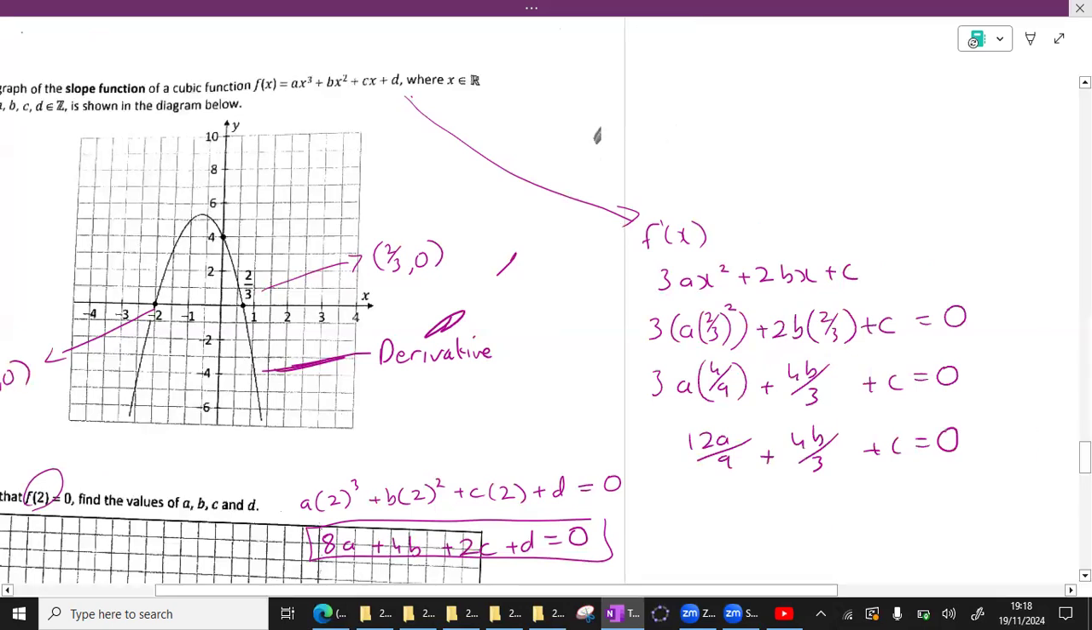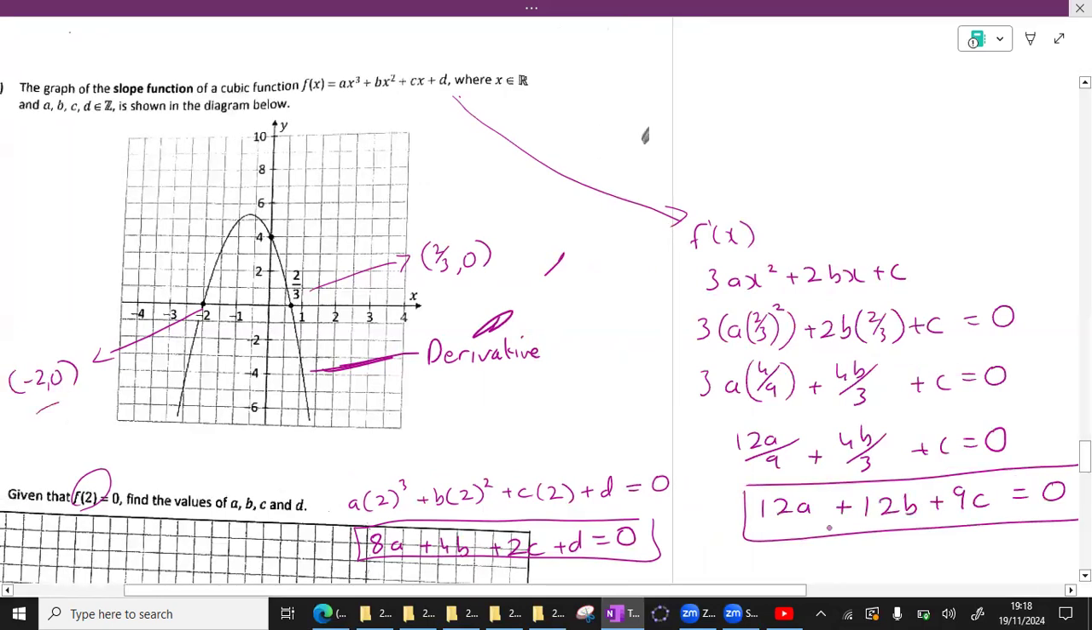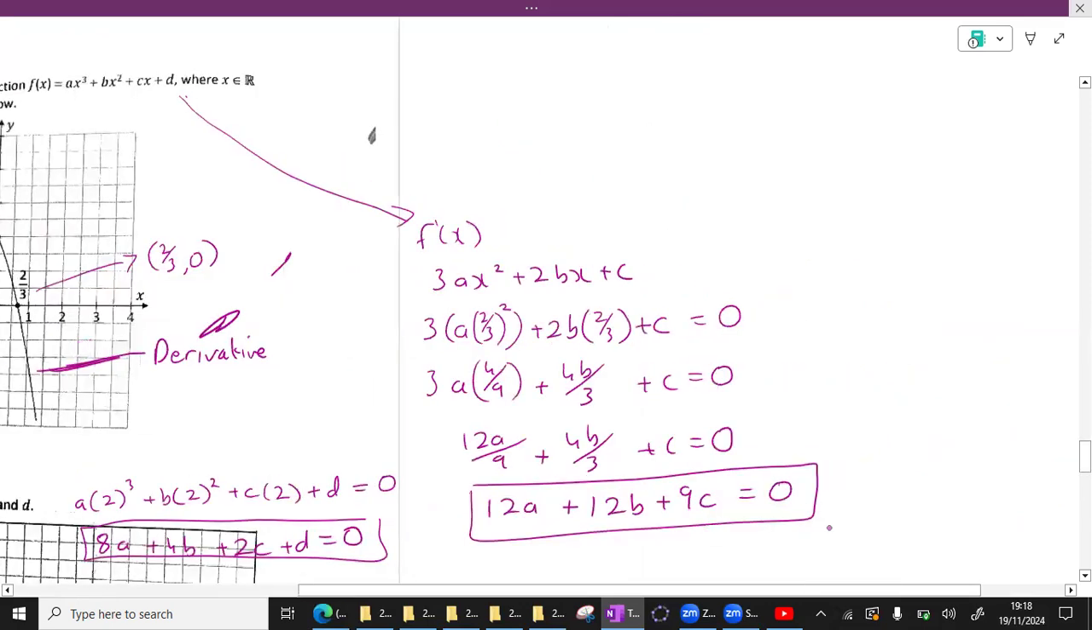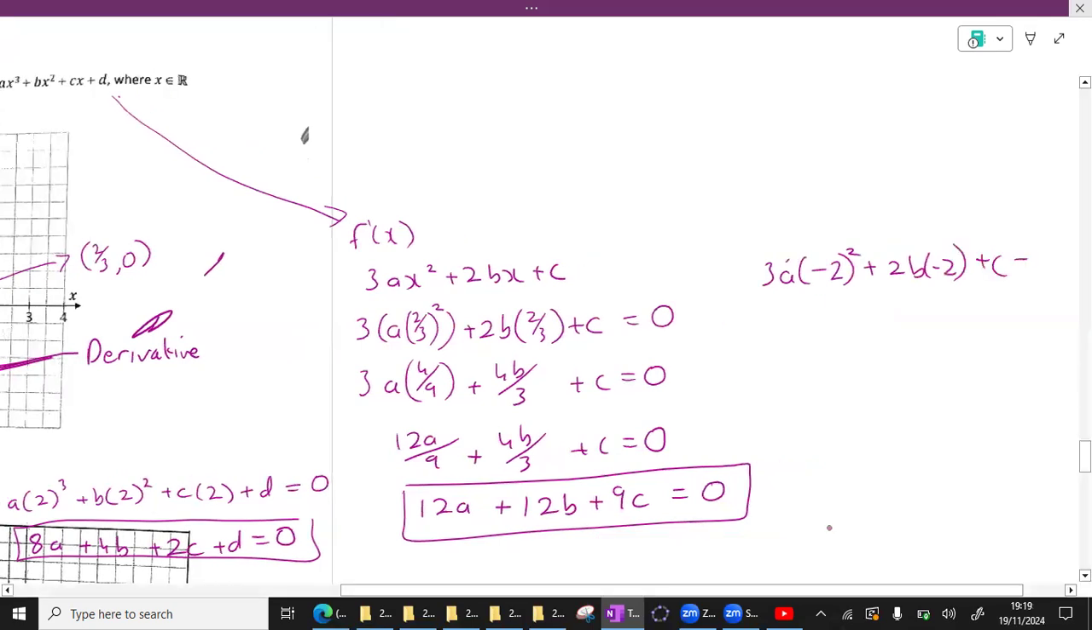Now I'm going to multiply this whole line by 9 so that I'm not dealing with fractions. So 9 stays the same, this one needs to be tripled, and this is going to become 9. So my common denominator there is 9. So here we have another one that we can box off. I'm going to do the exact same thing now for the -2, 0. So anywhere there is an x now, I have -2, and I'm going to let it equal 0 because they are my x-intercepts. So that ends up being -2 squared is 4 by 3, so that's 12a minus 4b plus c equals 0.